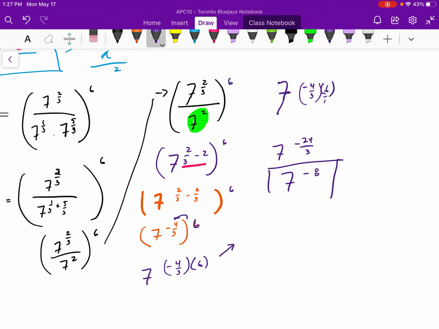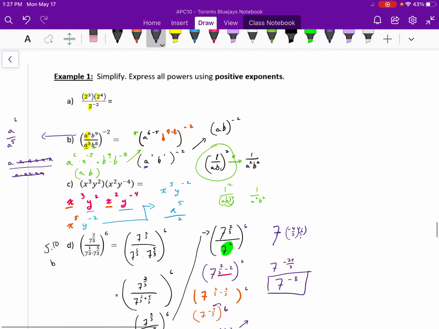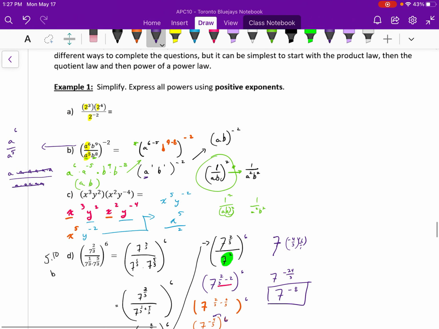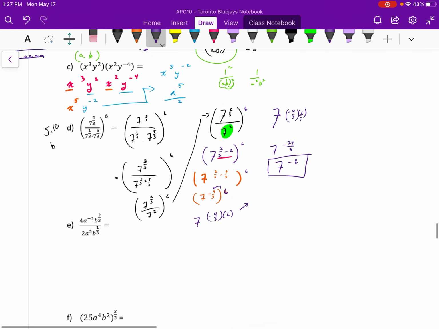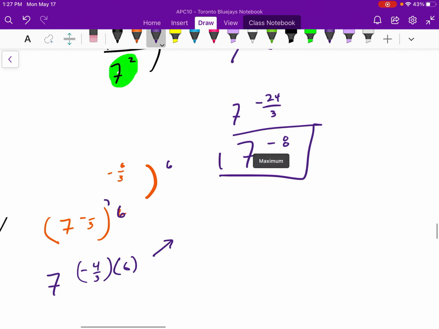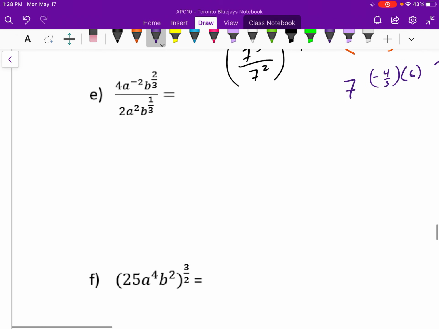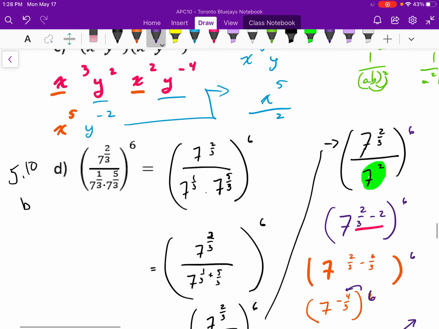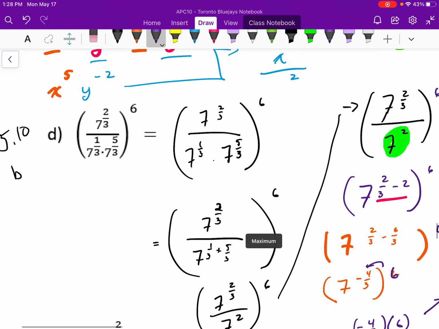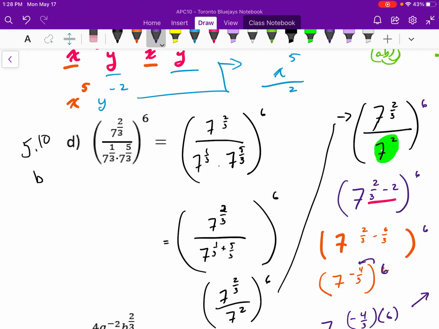Now, I believe that's my answer, so let me just check what was required of me. I had to express all of my answers in positive exponents. So this is not a positive exponent, but we're only one step away. So really, I would just simply take the reciprocal of the base. So it would be 1/7 to the power 8. All right. Wow. That was hard. Maybe can you see a different way?